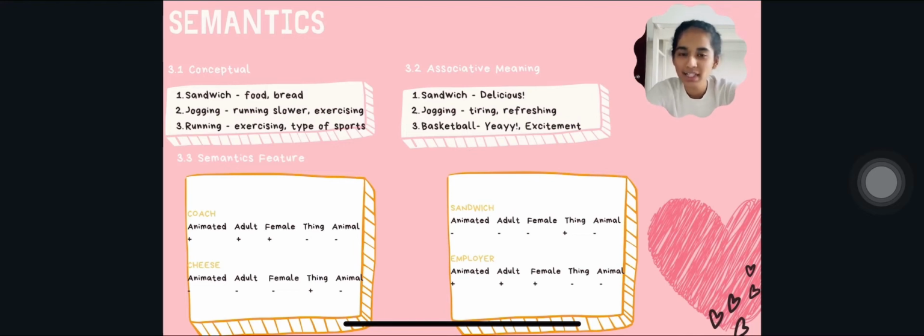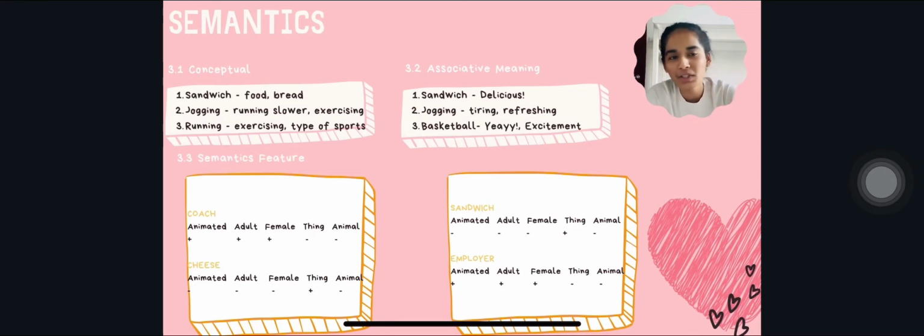So moving on to the next subtopic, which is associative meaning, which means the stylistic meaning of a word with expression. For example, sandwich. If we eat sandwich, we feel like, oh, this food is so delicious. So the second one is jogging, which means after we jog, we feel tired and exhausted, and at the same time, we'll feel refreshed. So the third one is basketball, which means it's an excitement, a game for us to play, and after we play basketball, we'll say like, yay, we won, something like that.